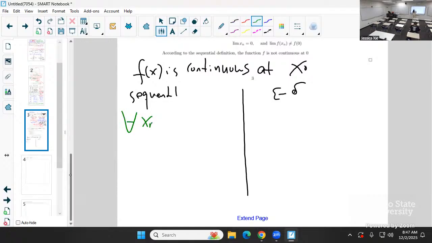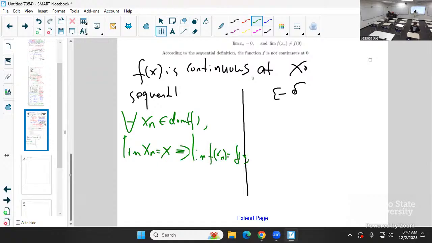The sequential definition is: for all sequences from the domain of f, if the limit of xn equals x naught, then the limit of f of xn equals f of x naught. So for all xn, P of xn implies Q of xn, right?